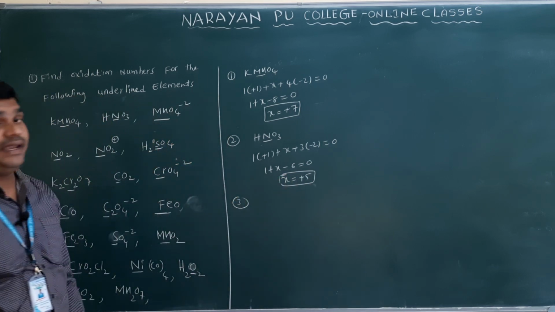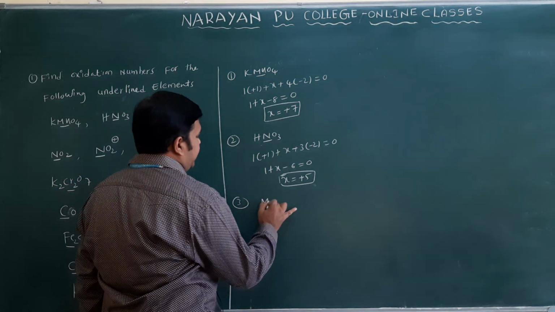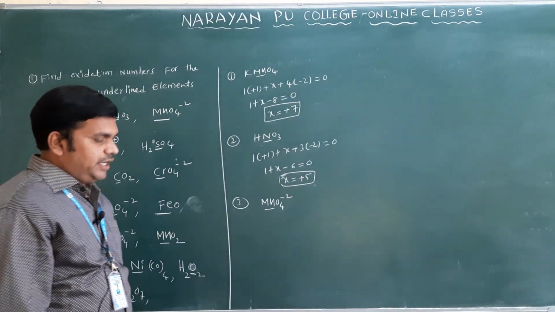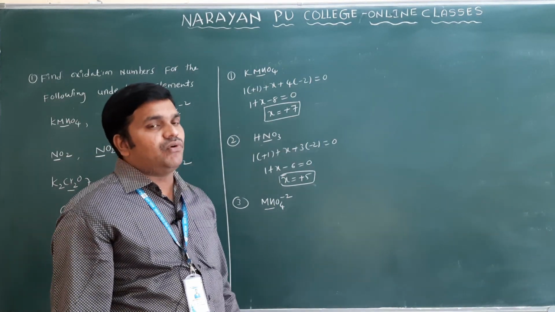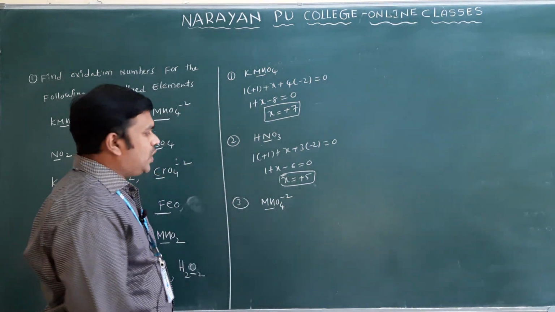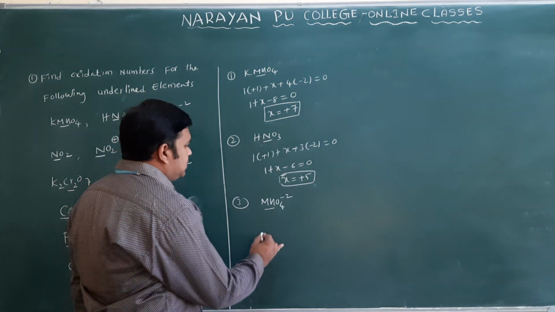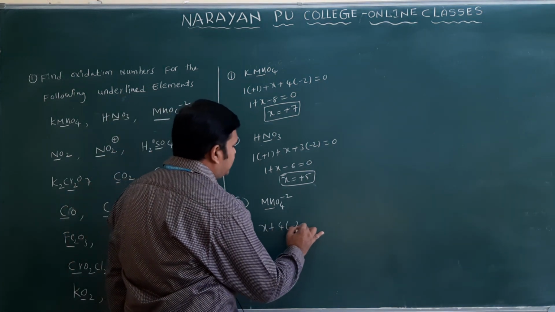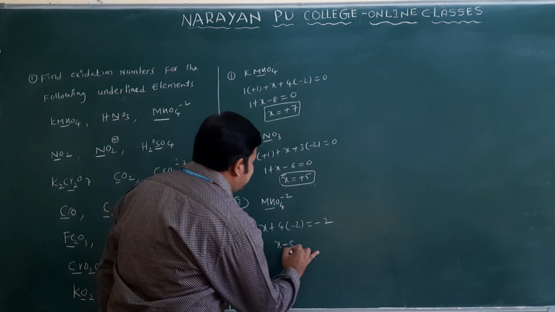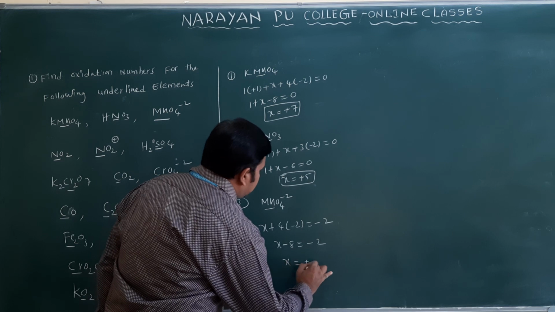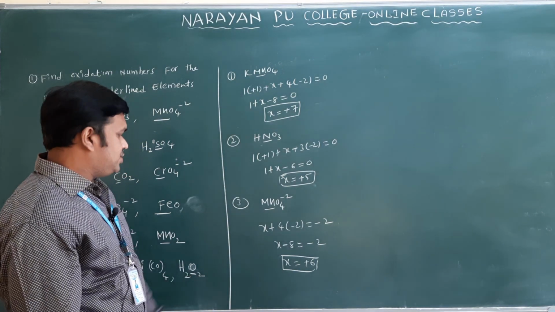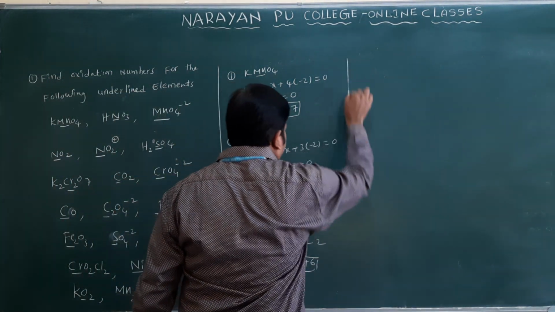Third one is MnO4 2-. It is a compound ion. In a compound ion, the sum of the oxidation states of all the elements equals its charge. What is the charge here? -2. The element to find is manganese, Mn. So X plus 4 into -2 is equal to -2. X minus 8 equal to -2. From this, X equal to +6. So this is for MnO4 2-.